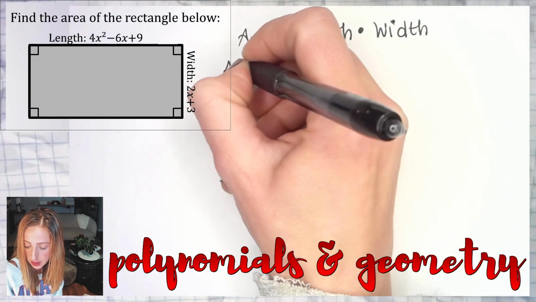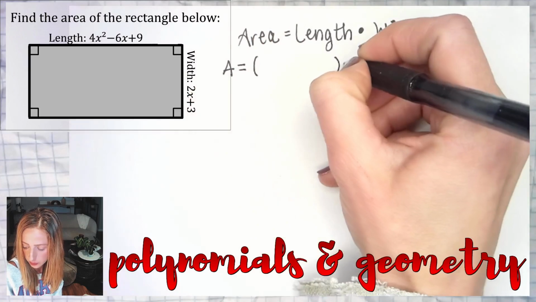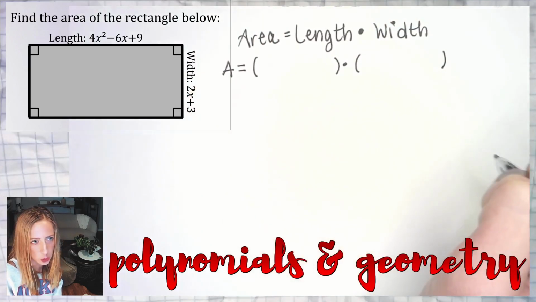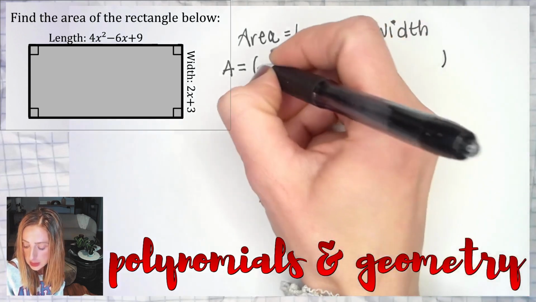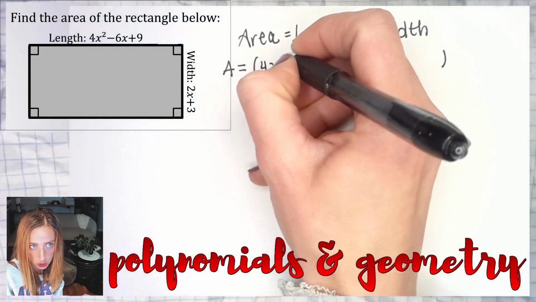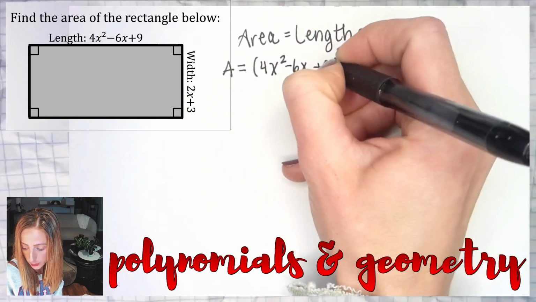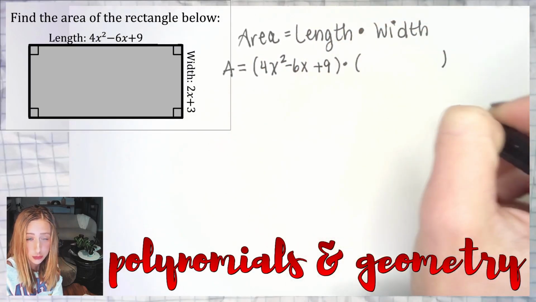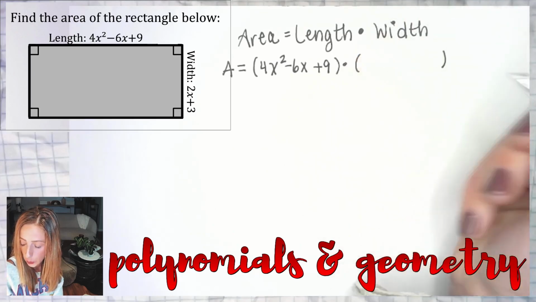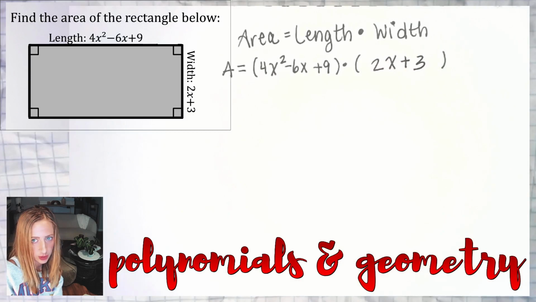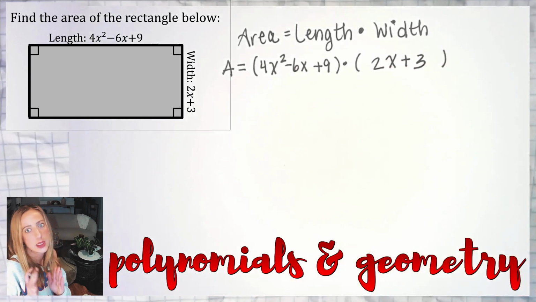So the area will be the product of the two polynomials. It looks like our length is a quadratic trinomial, 4x squared minus 6x plus 9. We're going to put parentheses around this, very important. Looks like our width is a linear binomial. Fill that in right there. Again, the parentheses indicate the distributive property.